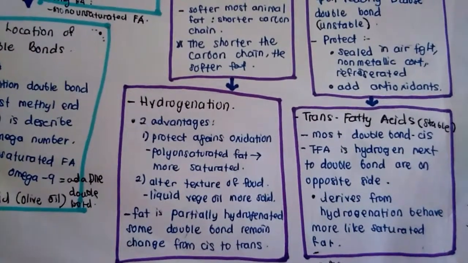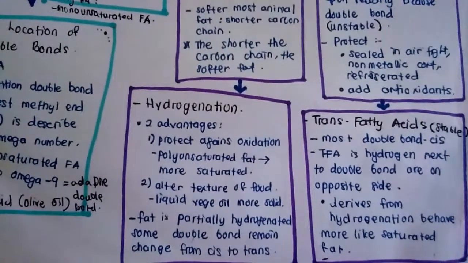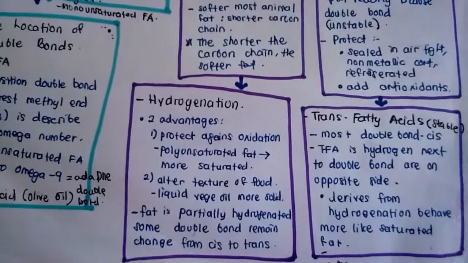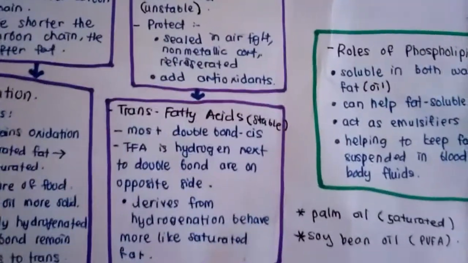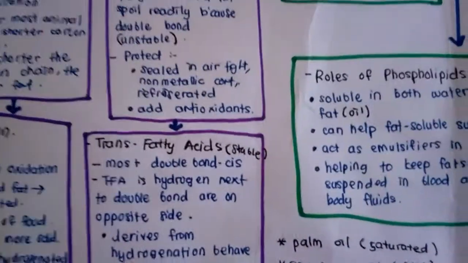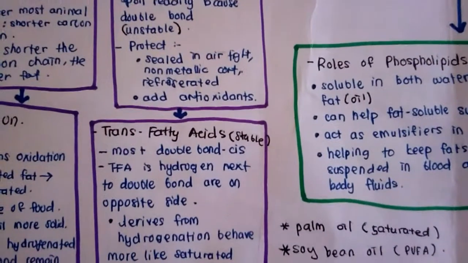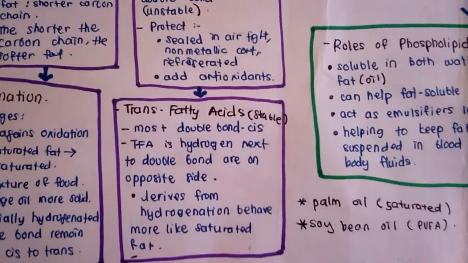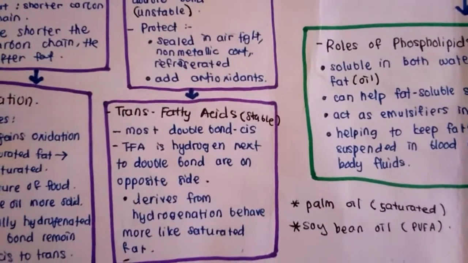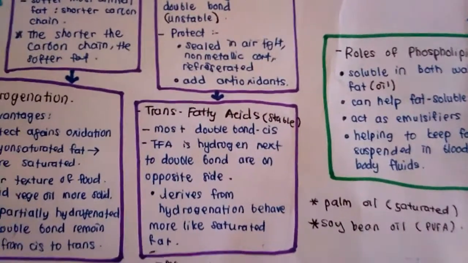Fat can also be partially hydrogenated, and some double bonds will remain but change from cis to trans. Trans fatty acid is stable. In trans fatty acid, the hydrogens next to the double bond are on opposite sides. Trans fatty acid is derived from the hydrogenation of unsaturated fat.